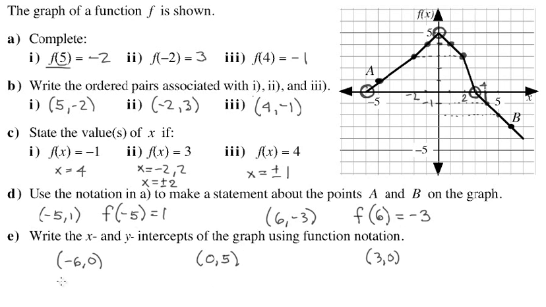So in function notation, these would be f of -6 equals 0. I'm sorry. I said it correctly, I didn't write it correctly. f of -6 equals 0. This one would be f of 0 equals 5. I gave it an x of 0, and 5 is what it gave back. And this one would be f of 3 equals 0.